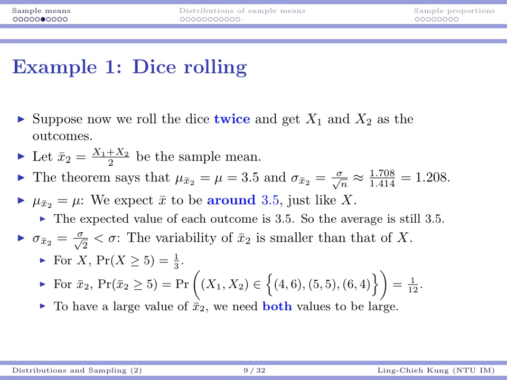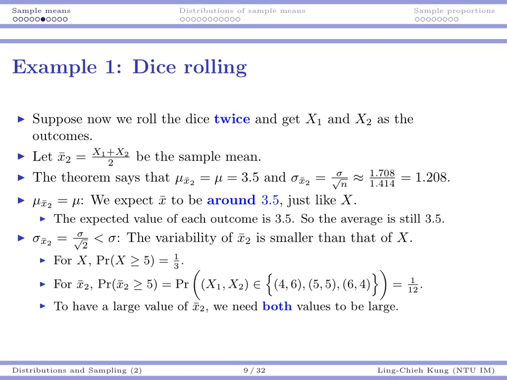And then what's more important is that when you calculate the standard deviation of your sample mean, it's smaller than your population standard deviation. That means the variability of X bar 2 is smaller than the variability of capital X. When you roll one dice, you have some variability. When you roll two dice and find their average, according to your intuition, you know the values would be typically around 3.5. And if you want to have a very large sample mean, basically you need both values to be large, right? Just like the example or the comparison here.